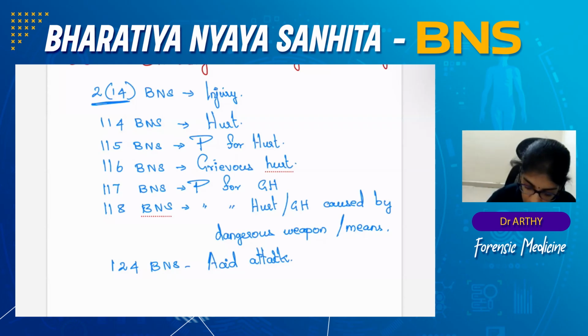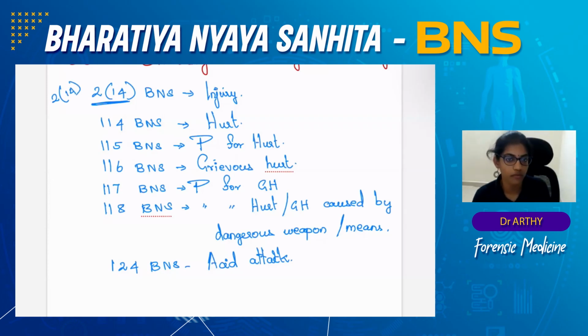Again, start with section 2, bracket 14, that is this clause that's coming as 14. In that they define the injury. Then replace the 2 with 1: 114 started with hurt. Then they told about the punishment for hurt. Then in 116 they talked about grievous hurt. 117 they told the punishment for grievous hurt. 118 they spoke about hurt or grievous hurt using dangerous weapons or means, and 124 talked about acid attack.